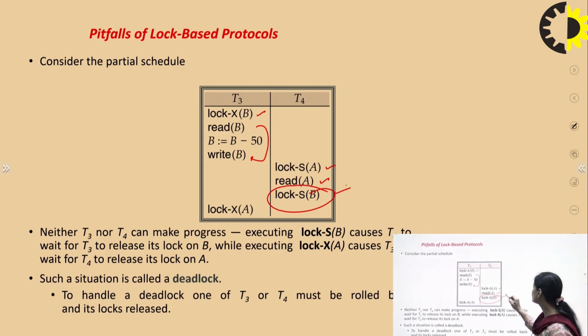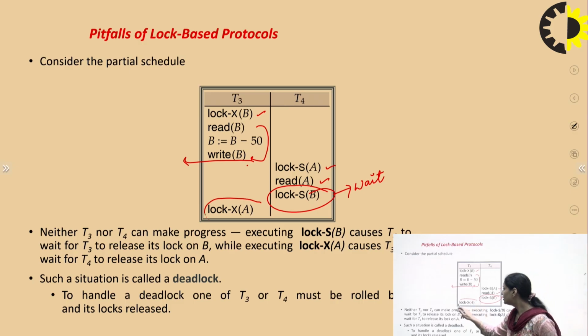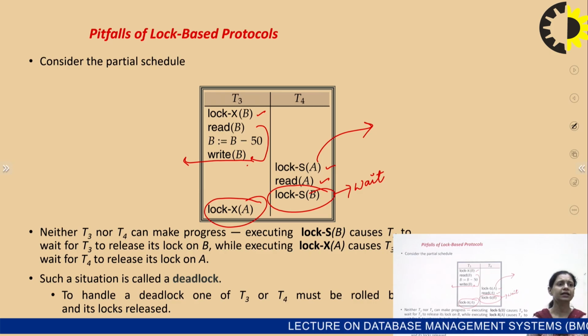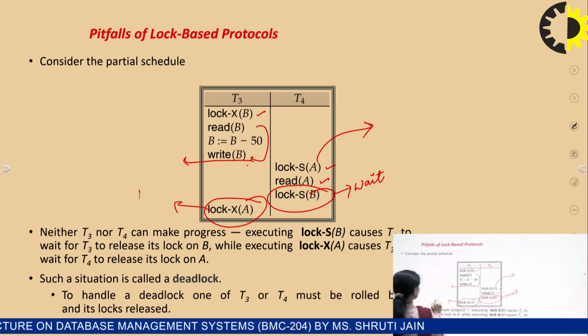But this has to wait, because until and unless the other transaction releases the lock, this transaction cannot take the lock. Here, the lock has not been released, so it will keep on waiting. After that, then again came the transaction T3. Now it wants the exclusive lock on A, whereas T4 has already taken a shared lock on A, but it has not unlocked it. So this transaction here also will wait.